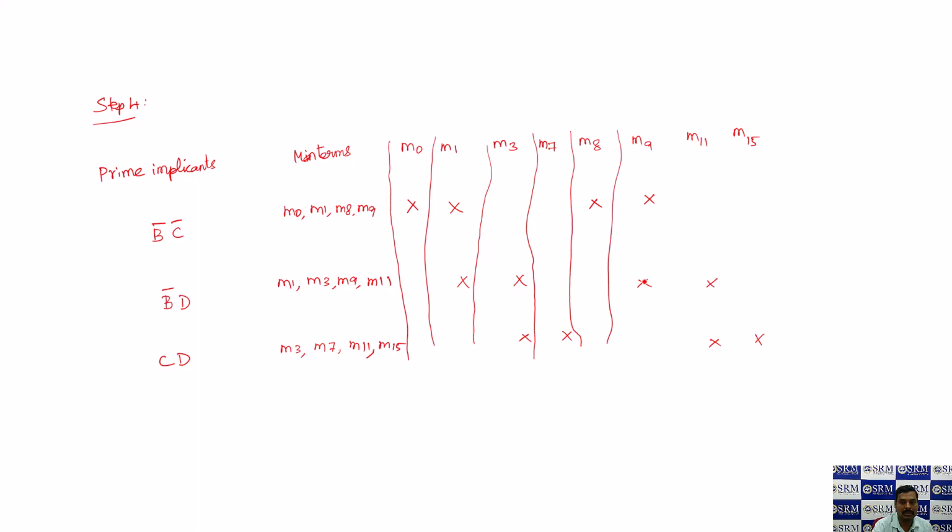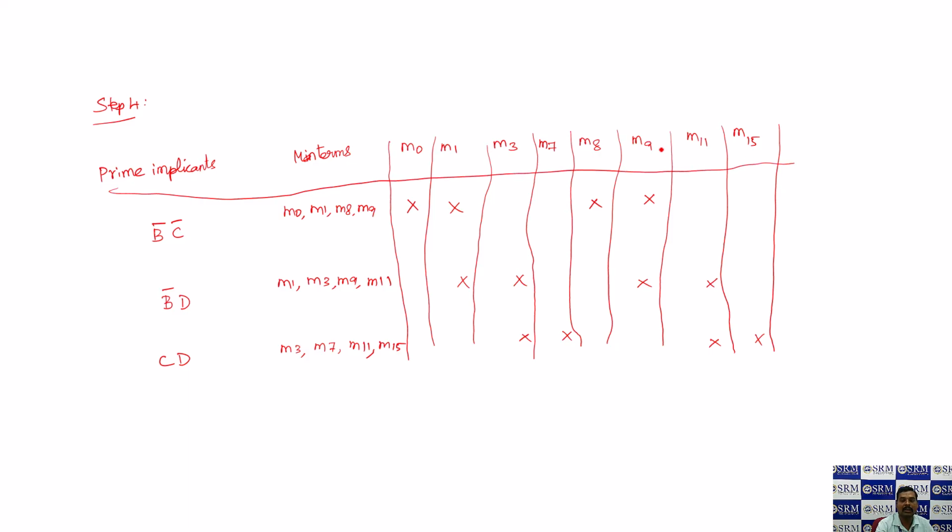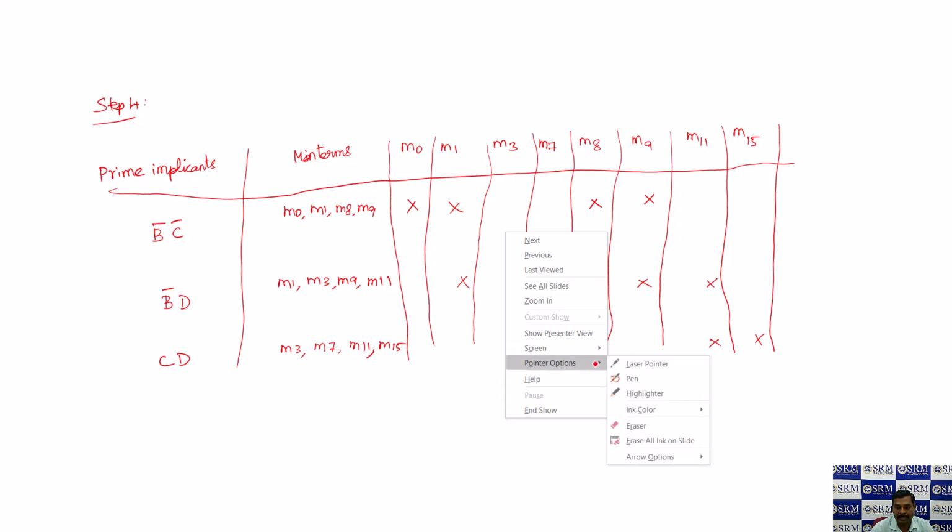M8 and M9, M11, and then M15. Okay, so this is actually a table of prime implicants and minterms with the given minterms from the question. Now analyze wherever you have, column-wise, how many terms are in a column. Just a minute. Use some other color, then only you will be able to differentiate it.